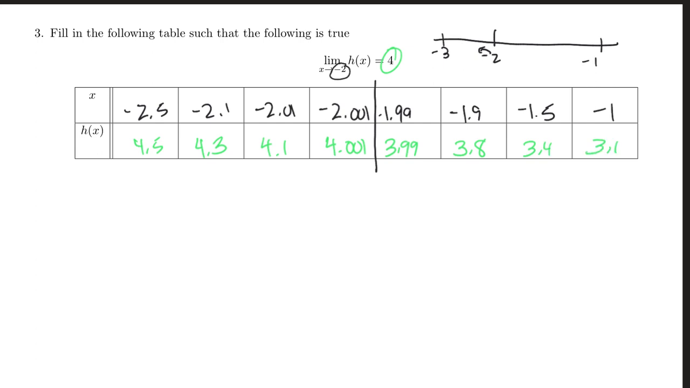Again, there's no rhyme or reason as long as those values are getting closer to 4 as we work into the middle. All right, so that's one possible table, but there's an infinite number you could do.